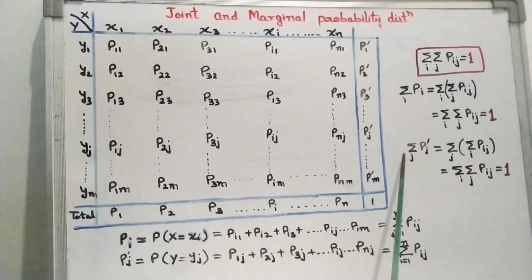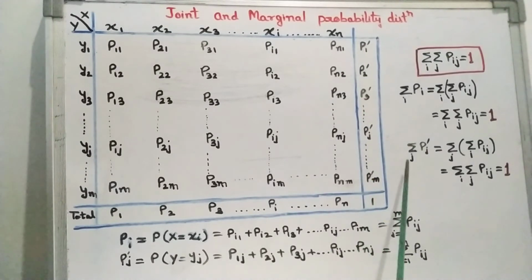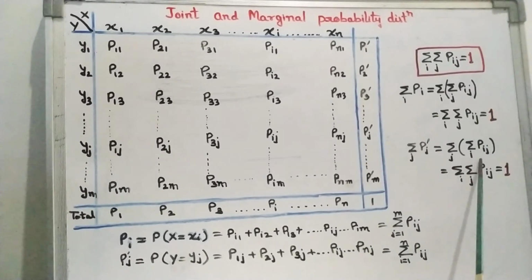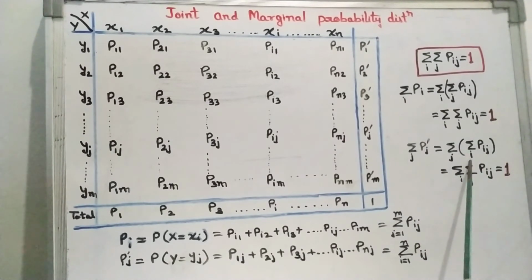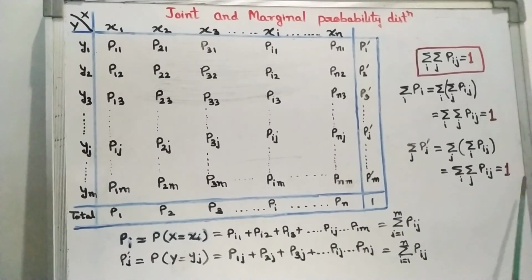Similarly, if we find the summation of pj dash, where j goes from 1 to m, again in place of pj dash, if you write summation of i goes from 1 to n pij, okay. Here i is variable, we have written i here, i is variable pij. So when we remove this bracket, again it will be in the form summation of i summation of j pij, so it is equal to 1. From here we get it is equal to 1.